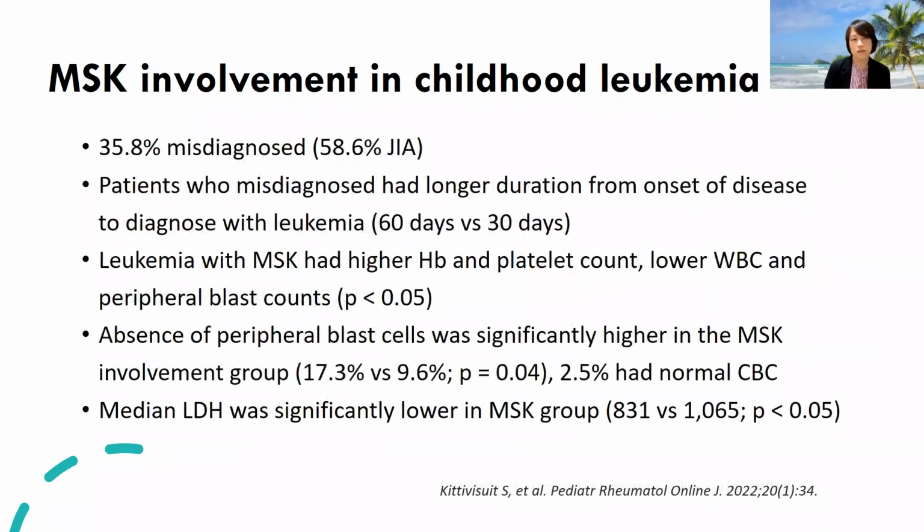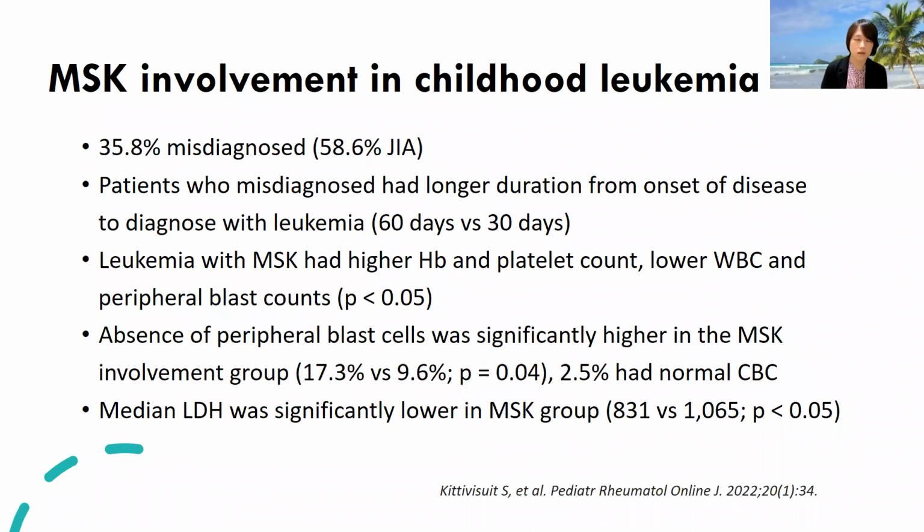In one third of these patients, they found a misdiagnosis, and half of them were diagnosed with JIA. The patients who were misdiagnosed also had a longer duration from onset of disease to diagnosis of leukemia, which is around 60 days compared with 30 days for the correct diagnosis.